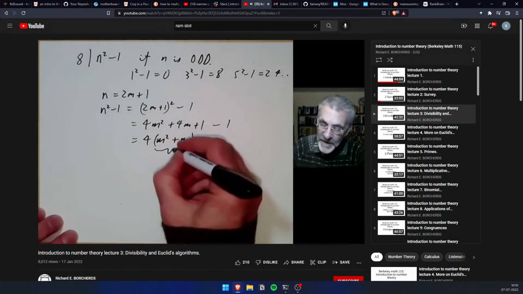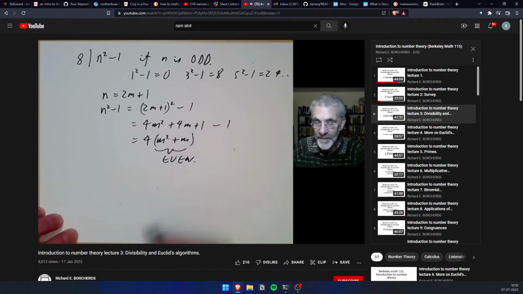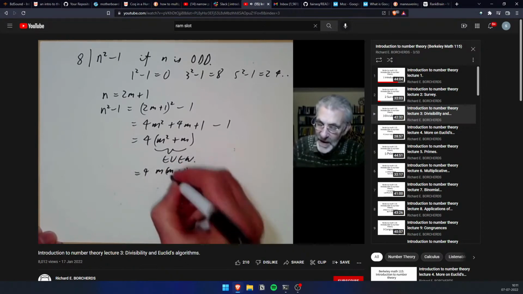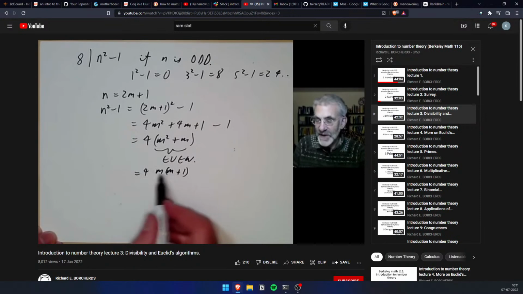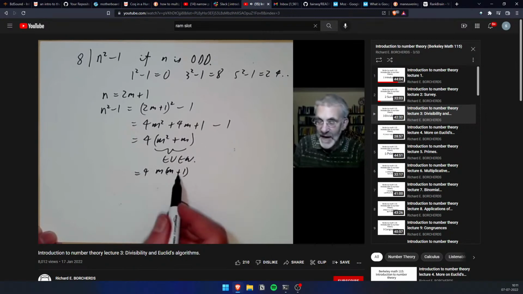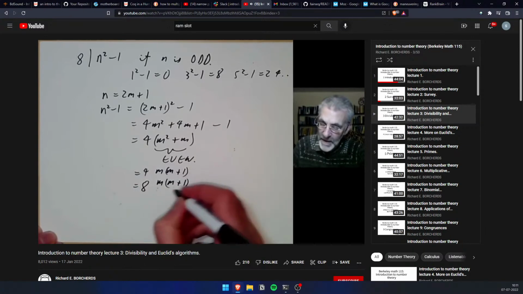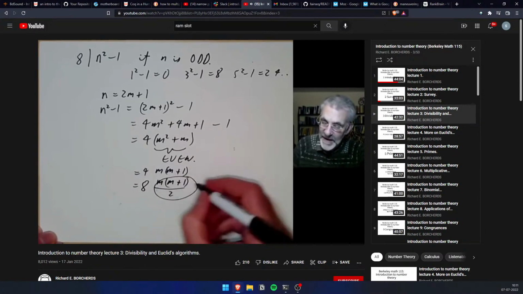So to finish off, we want to show this bit here is even. And how do we do that? Well, that's kind of obvious. We just write this as 4 times m times (m plus 1). And one of these two numbers must be even, because if m is not even, then m plus 1 is even. So this is 8m times (m plus 1) over 2, and this bit here is an integer.